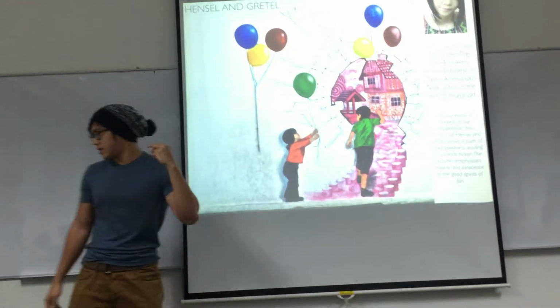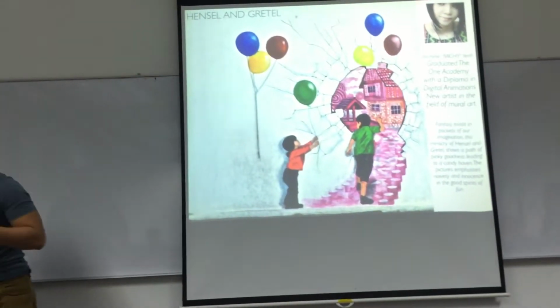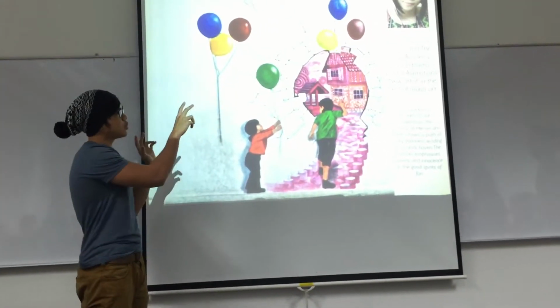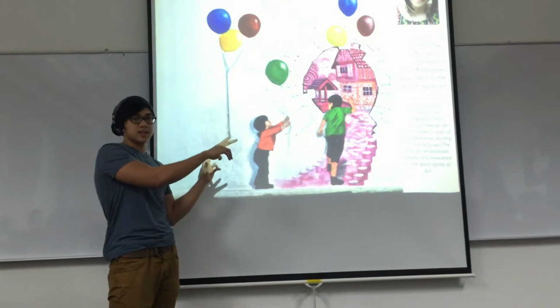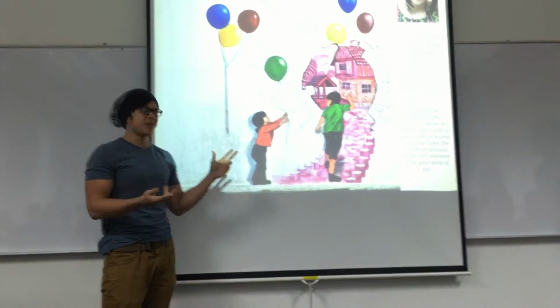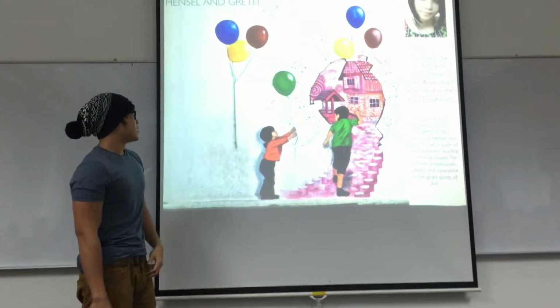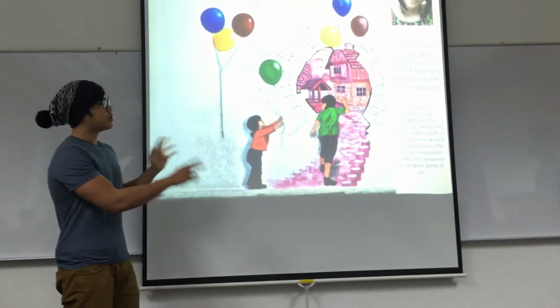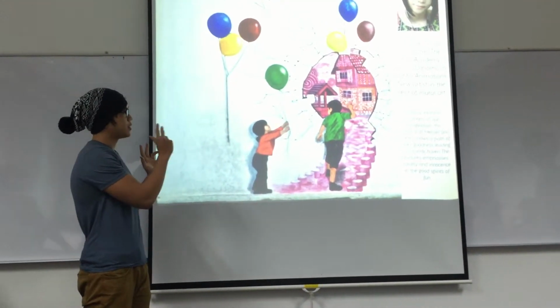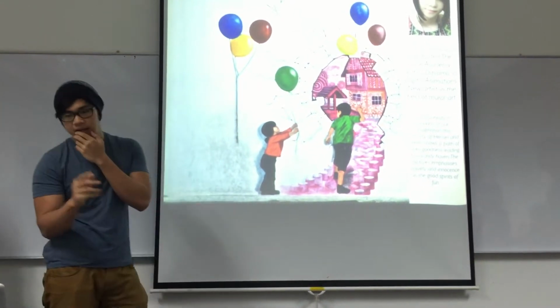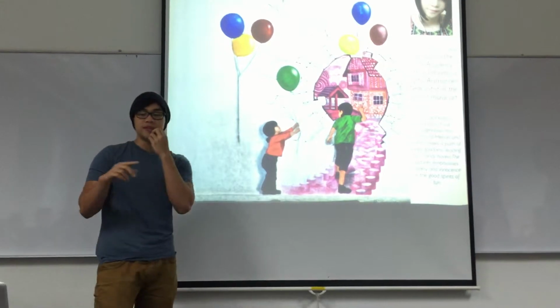So the first, interpersonal communication, which is the communication between brother and sister. We can assume it's brother and sister because it's Hansel and Gretel, right? I mean, it wouldn't be husband, wife, I don't know. So yeah, you can see that they're communicating to what they see.